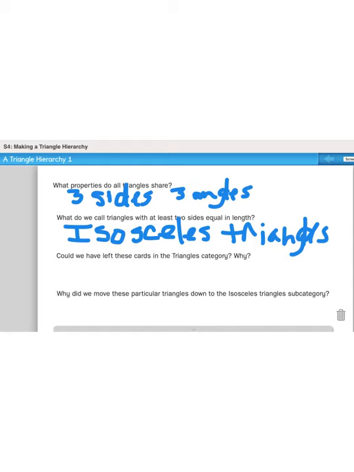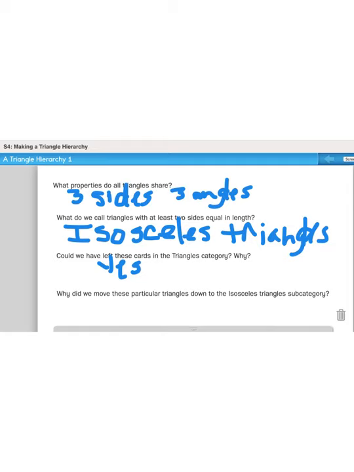Could we have left the cards that had more than two sides equal in length in the triangle category? Yes, we could have. They all have three sides and they have three angles, but we move these particular triangles down to the isosceles triangle subcategory because they have at least two sides of equal length. So yes, we could have left them there.